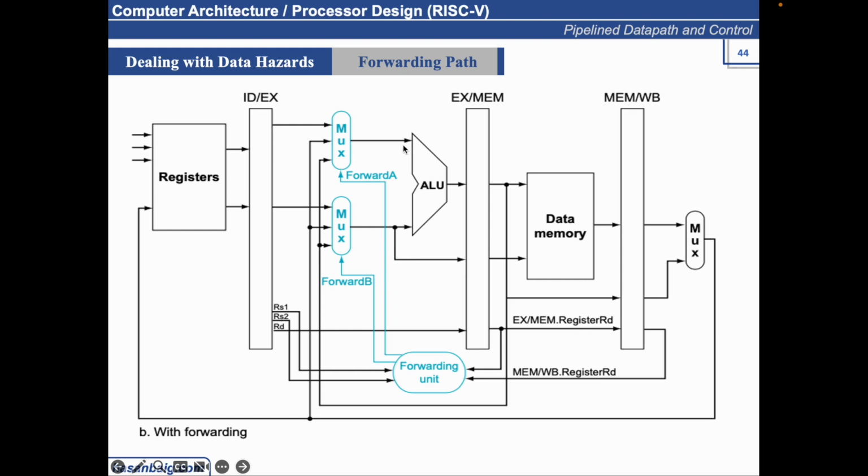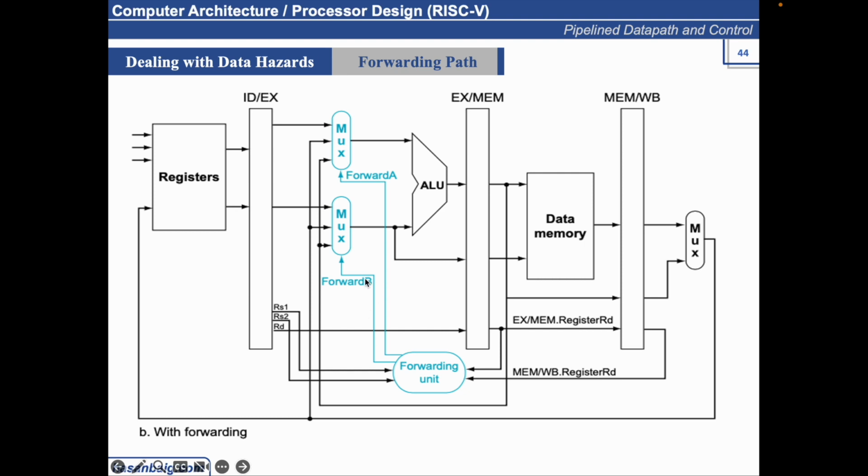So this is the ALU input. If there is no forwarding, we need to decide whether the data should be coming from the register file, or from the xmem phase or the mem write back phase. So this forwarding unit will be checking those conditions.